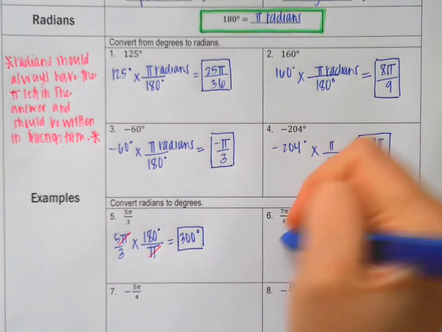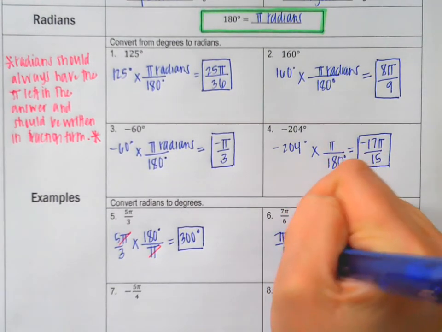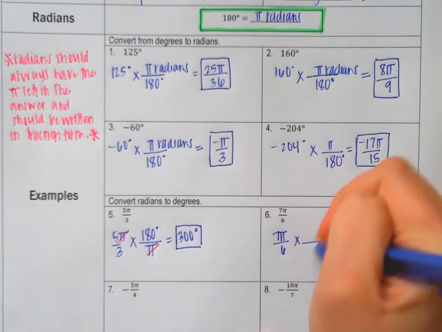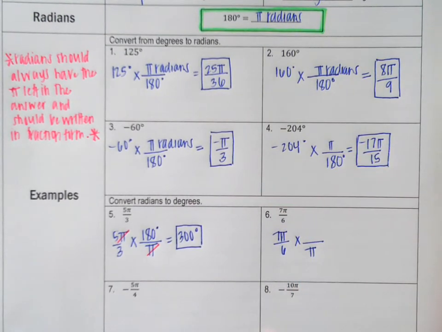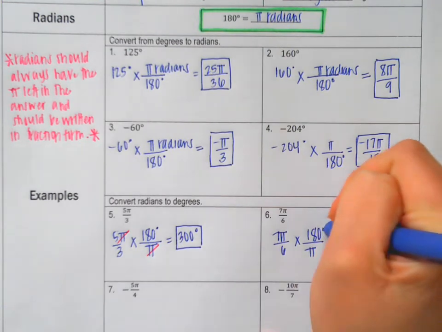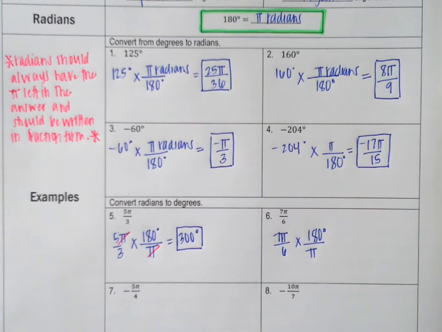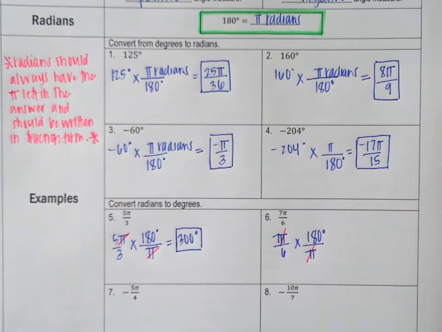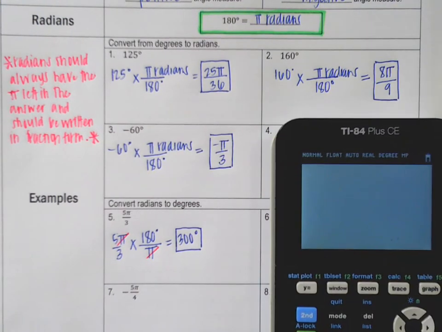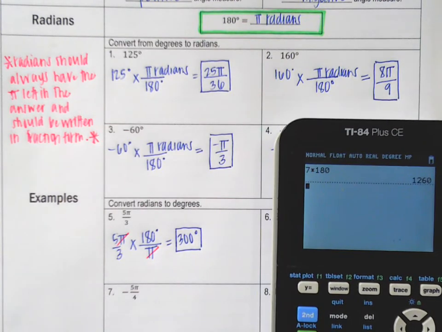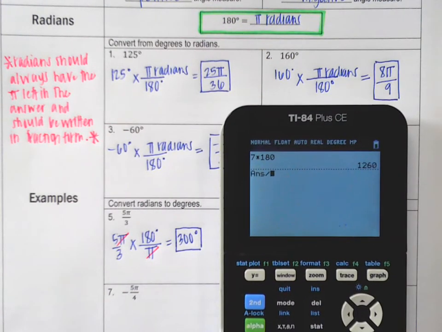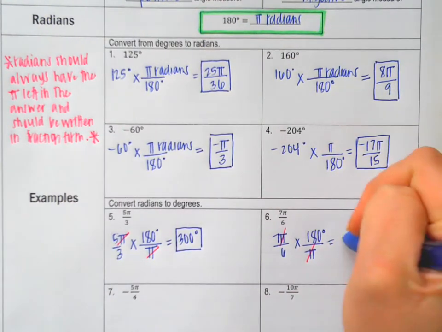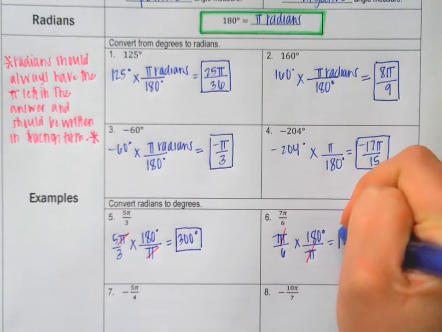Okay, so hopefully you're coming back to check your work. Again, we're converting from radians to degrees. That means we're getting rid of the radians, so it goes in the denominator, and we're converting to degrees, so degrees goes on top. The pi's, just like before, cancel. Pi divided by pi is 1. In my calculator I do 7 times 180, which gets me 1260, divide it by 6, and I get 210. So my answer is 210 degrees.